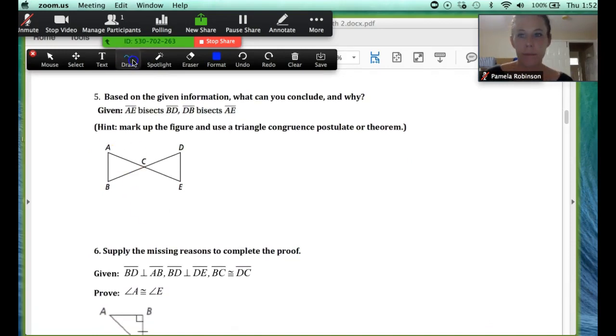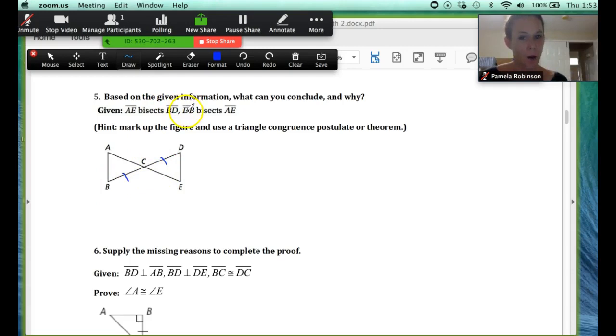All right, let's see what we got. We see AE bisects BD. So if AE bisects BD, you know this is congruent to this. Doesn't necessarily mean it the other way around. This is the bisector. BD is the bisected one. It's the one that got bisected.